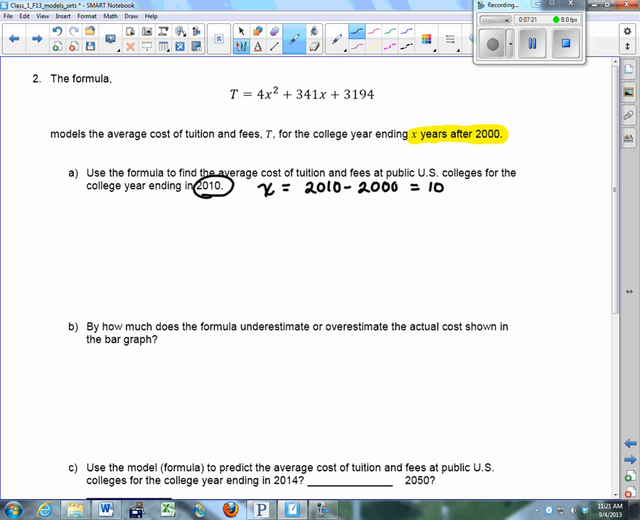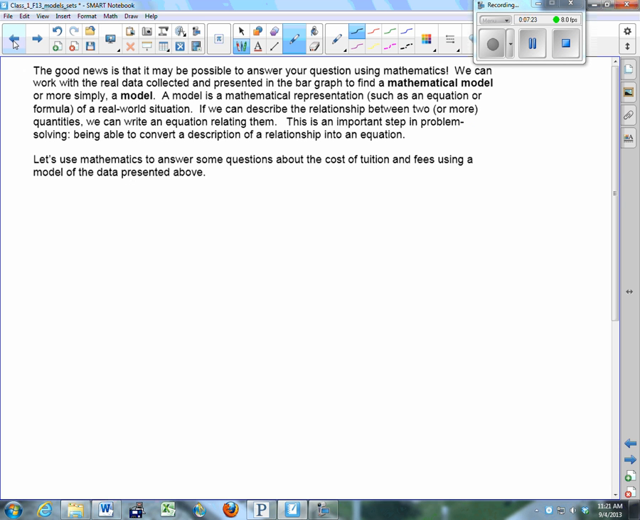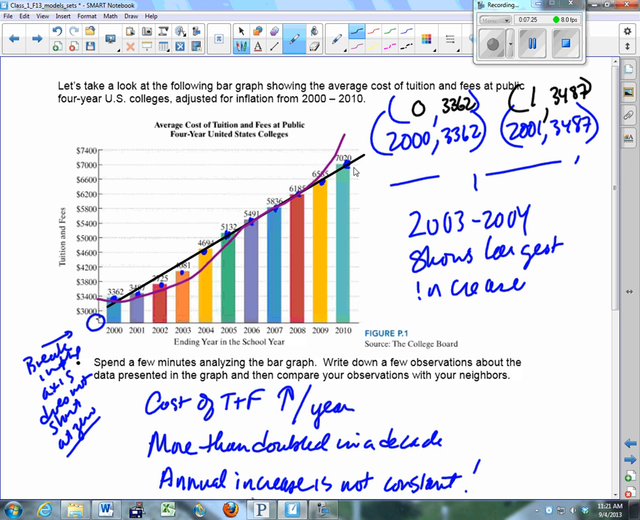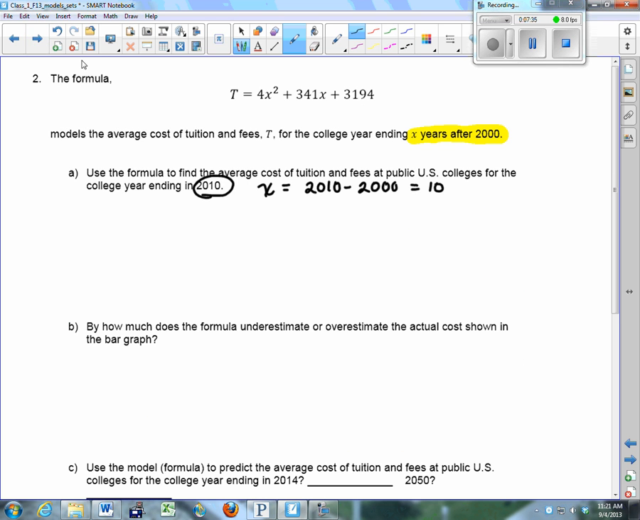We know the actual data value, don't we? If we go back to our table, what is the actual average cost of tuition and fees for 2010? We know the real data. What is it? What's the answer? 7,020, right. So we know the real answer. This is a predicted value. So let's see what this model predicts.